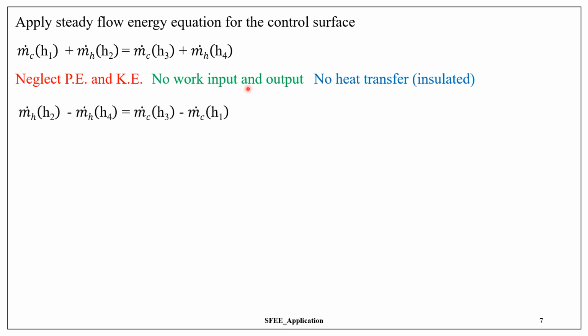So this can be rearranged like this, and this is the final expression for a heat exchanger. So m dot h is on the left hand side of the equation, m dot c is on the right hand side of the equation. What it implies is there is an energy balance between the hot fluid and the cold fluid. This can be rewritten like this.